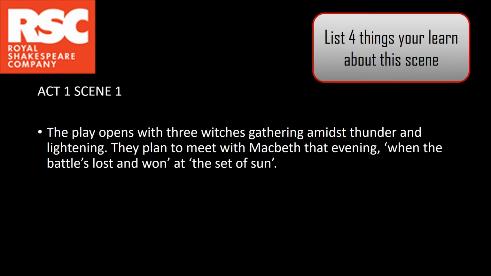Act 1, Scene 1. The play opens with 3 witches gathering amidst thunder and lightning. They plan to meet with Macbeth that evening, when the battle's lost and won, and at the set of sun. Simple task, list 4 things you learn about this scene.